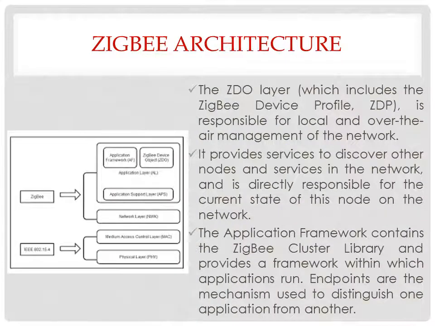ZDO layer. The ZDO layer includes the ZigBee device profile, that is ZDP, and this layer is responsible for local and over-the-air management of the network. It provides services to discover other nodes and services in the network and is directly responsible for the current state of this node on the network. The application framework contains the ZigBee cluster library and provides a framework within which applications run. Endpoints are the mechanism used to distinguish one application from another.